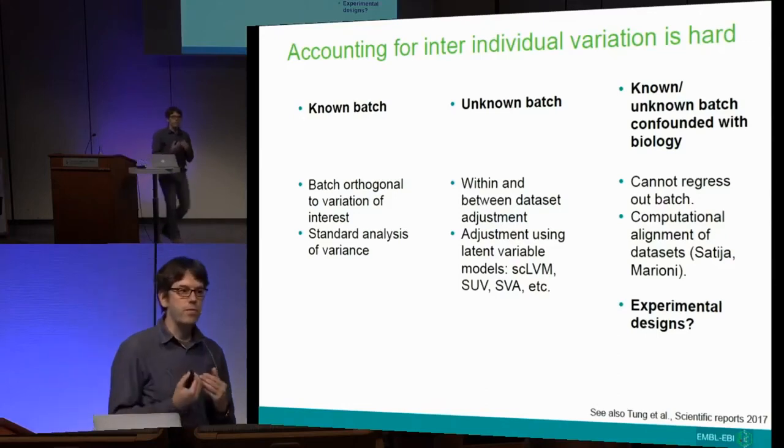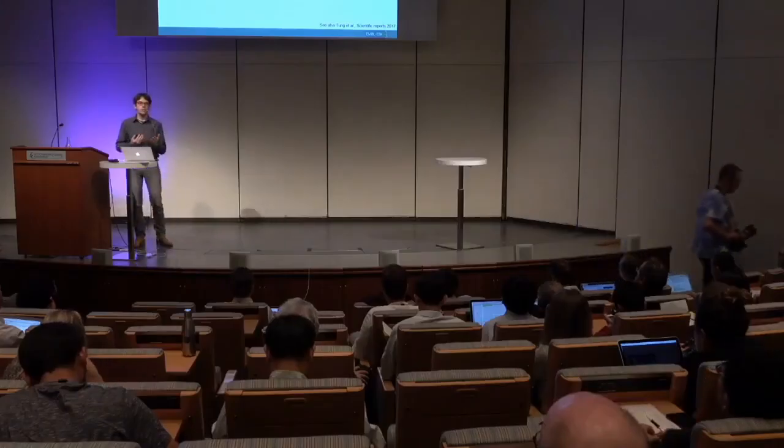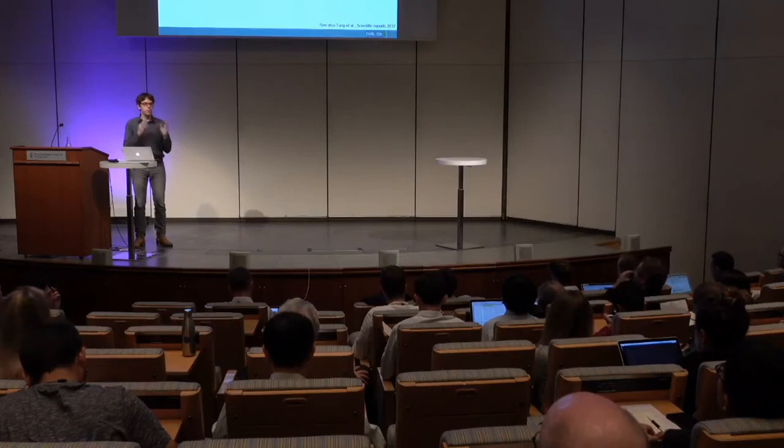But perhaps the toughest batch effect is if batch is confounded with the biology. If you do different experiments with different people, you can't regress out batch because you're actually taking out the signal that you're caring about. And that's actually a really important question.